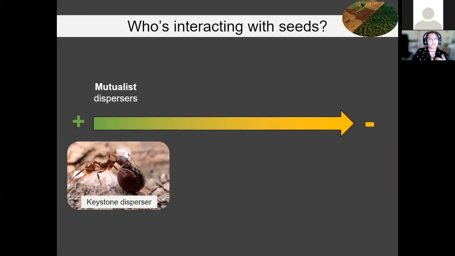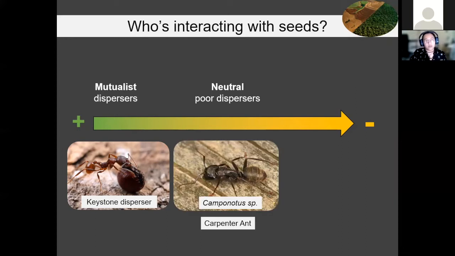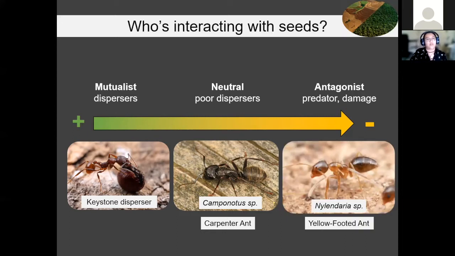So starting off, we've got our mutualists. Those are our seed dispersers, our keystone disperser, Aphaenogaster. We know they benefit the seeds when they are present. In the middle, we have what we'll consider neutral or poor dispersers. That might be something like a carpenter ant, a Camponotus species. They're not known for dispersing seeds. Maybe if they come across one, they might accidentally disperse one, but they don't have a strong effect on dispersal. And then finally, we have our antagonists.